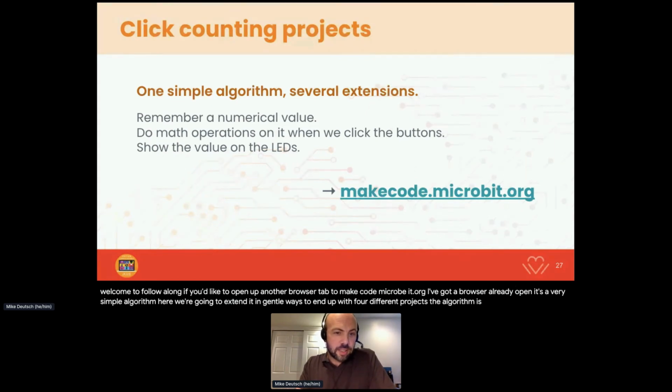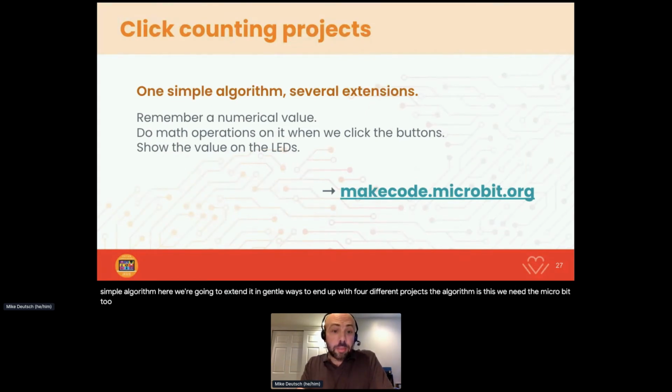The algorithm is this. We need the microbit to remember a numerical value. We're going to do some math operations on it when we click the buttons. And then we're going to show the value, the new updated value, after the operations on those LEDs on that screen.